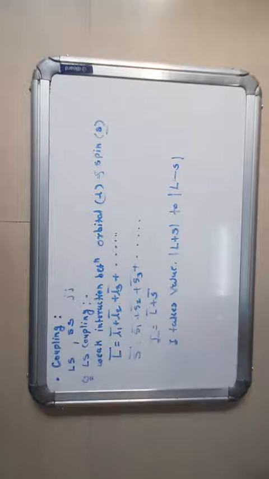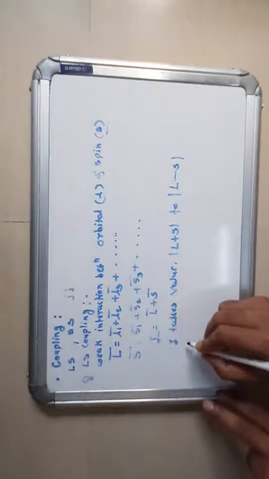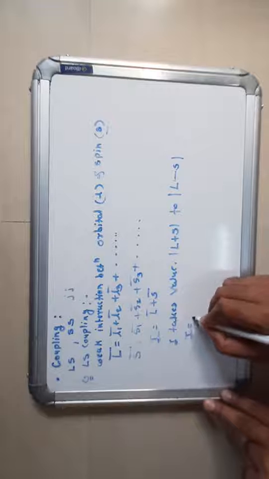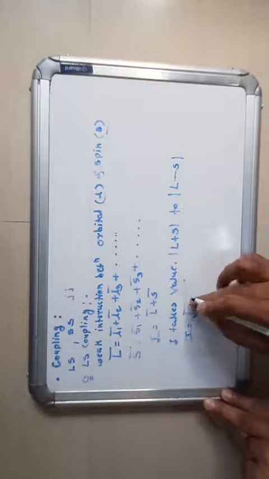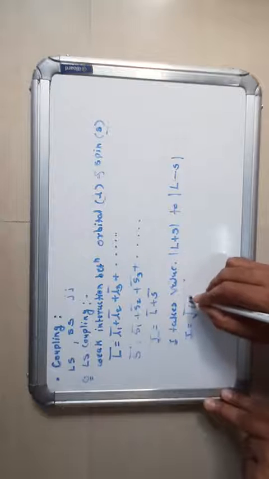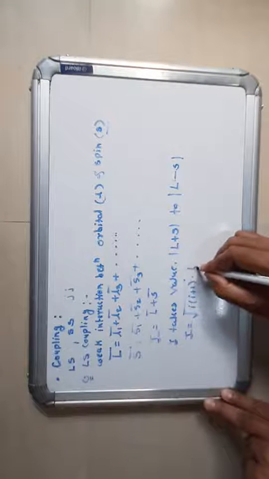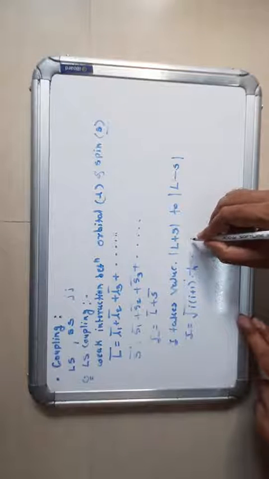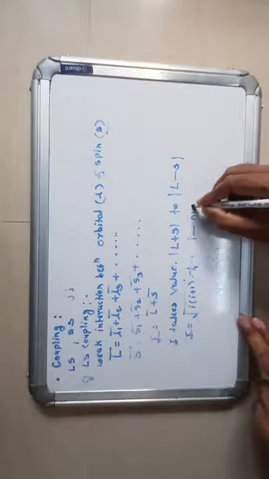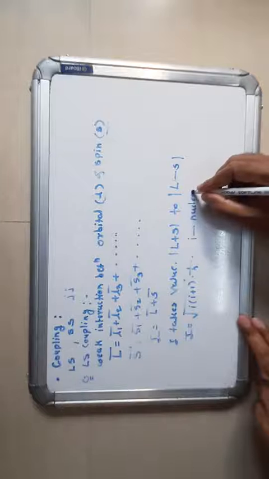The magnitude of the total angular momentum is given by square root of I into I plus 1 times h cut, where I is called the nuclear spin. Nuclear spin.